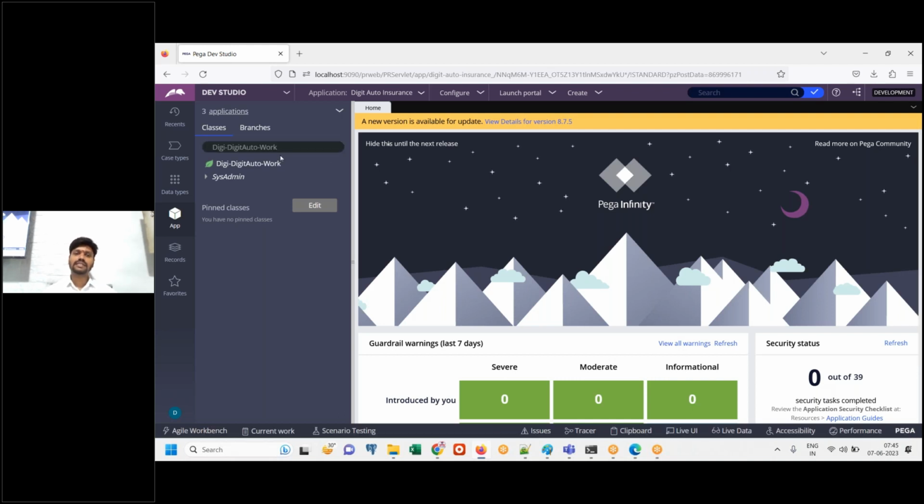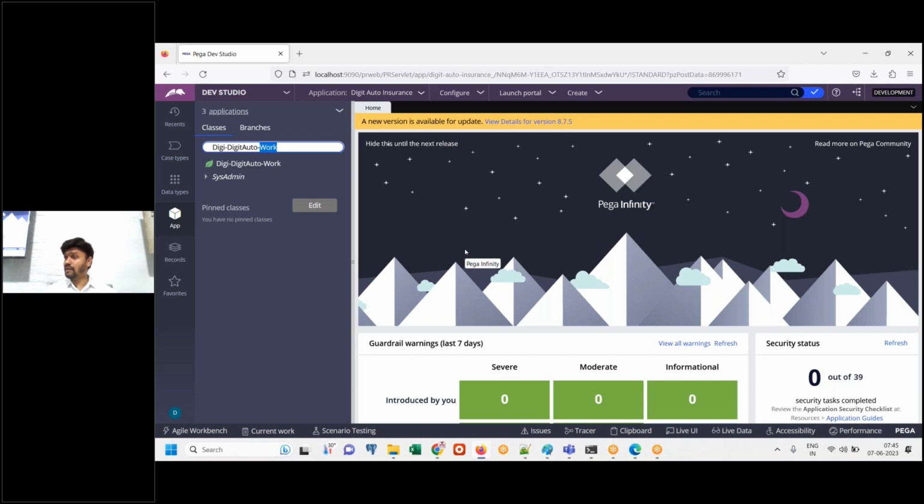If you look at these 3 classes and compare with the organization structure, then this will become the organization class, DIGI. Tomorrow I'll give documentation for this. Is that the same name we have given for the organization? At the time of creating the organization, it took 4 characters from Digit Auto Insurance, the first 4 characters, DIGI. This is matching with the organization name or not? This is the organization class. The second one is auto division, and the third one, closely observe this, WORK.